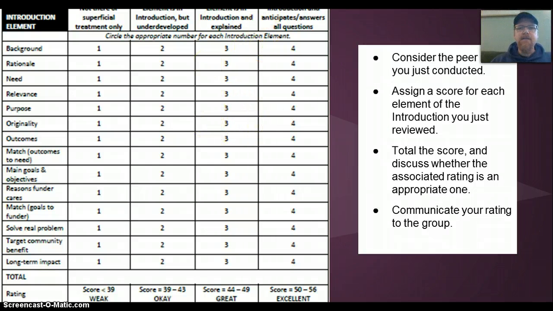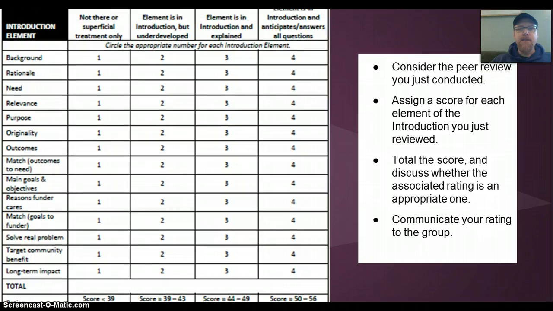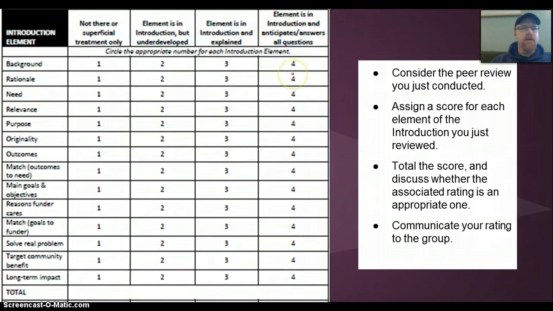Let me adjust this a little bit, since I know it's hard to see. There we go. So I'd like for you then to score it. Consider the peer review you just conducted. You should have your notes in front of you.